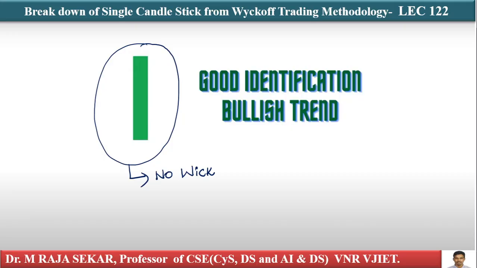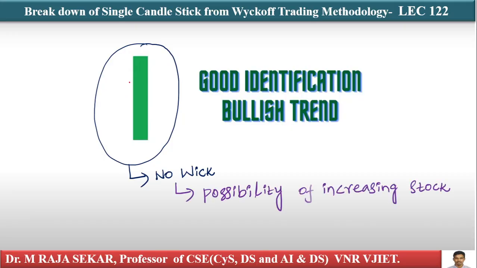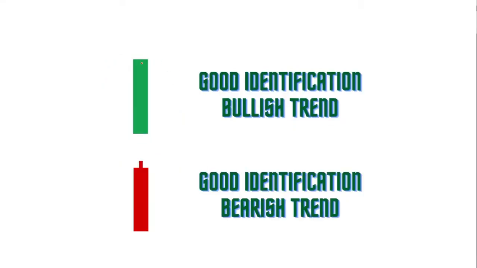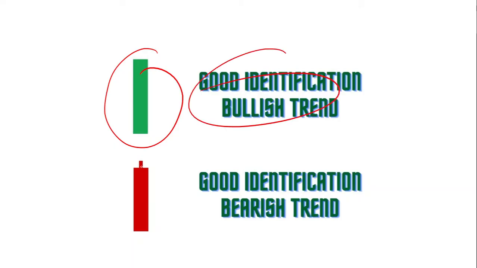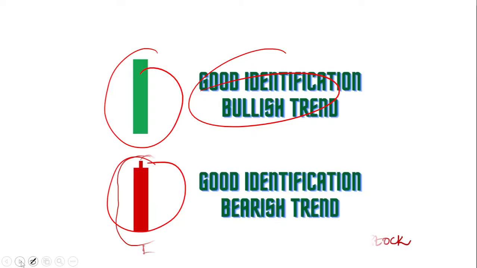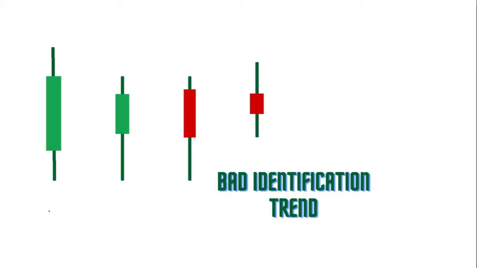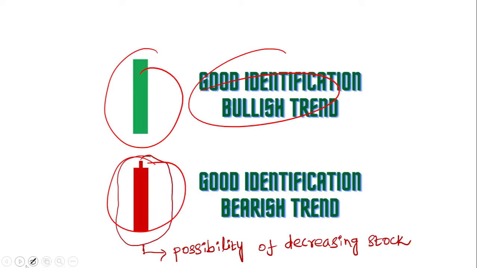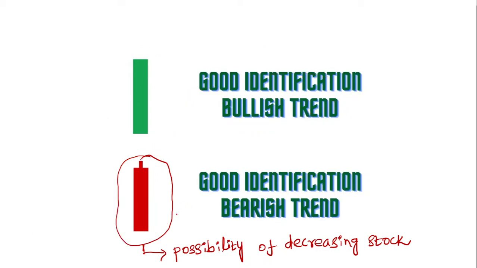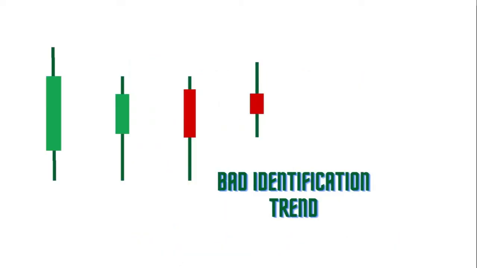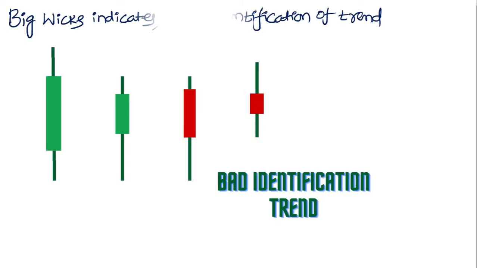Just see, good identification of bullish trend. Why? Because there are no wicks. That's what it says. Possibility of increasing stock. This one is good identification of bullish trend. This one is good identification of bearish trend, isn't it? This we already discussed many times in our previous lectures. Just try to recall. What is this? Possibility of decreasing stock, isn't it? In similar manner, this is bad identification of trend.